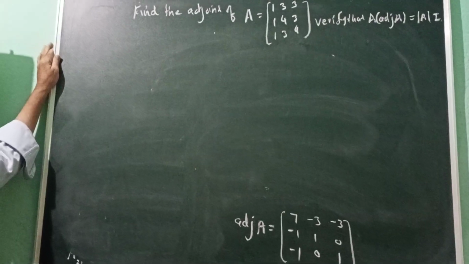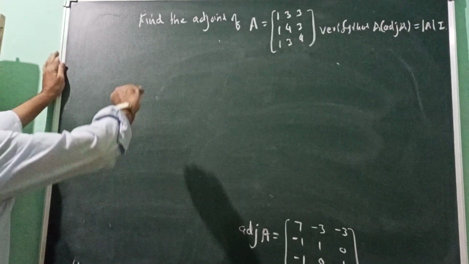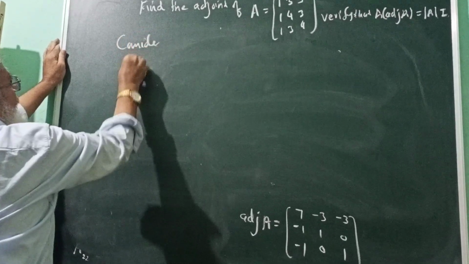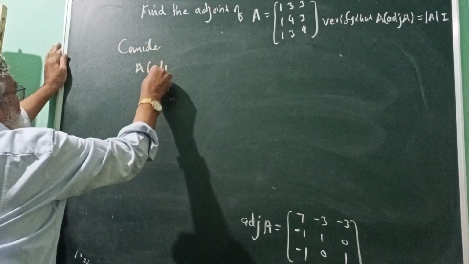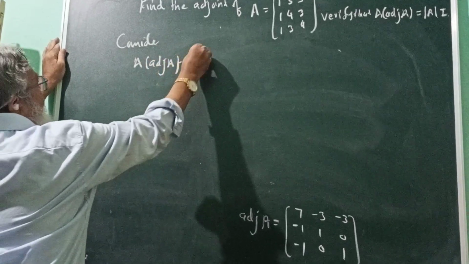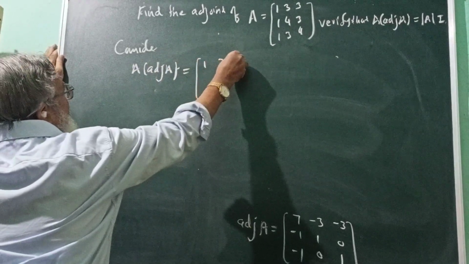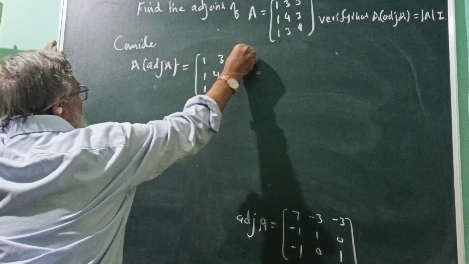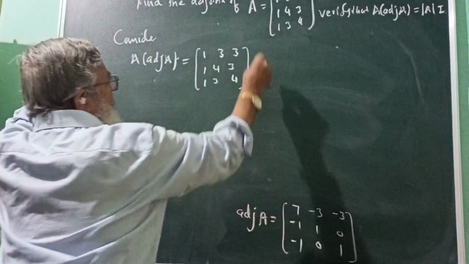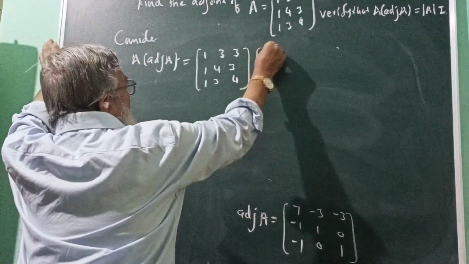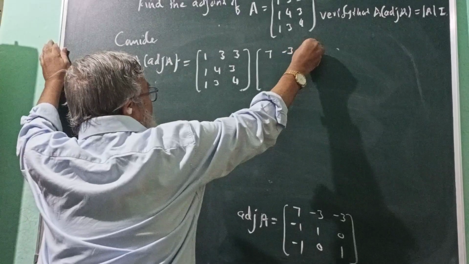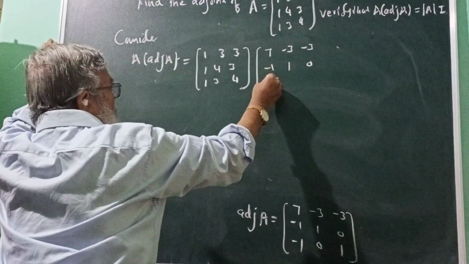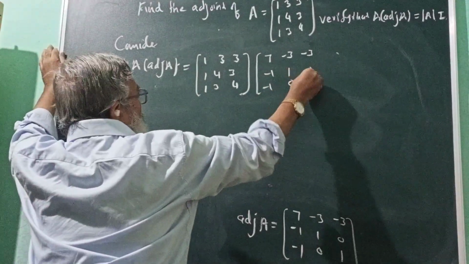A into adjoint of A is equal to determinant of A into I. Consider A into adjoint of A. A is given by 1 3 3, 1 4 3, 1 3 4 into adjoint we have calculated here, it is 7 minus 3 minus 3 minus 1 1 0 minus 1 0 1.